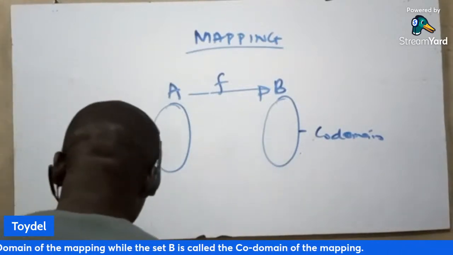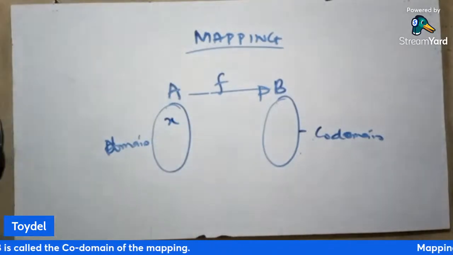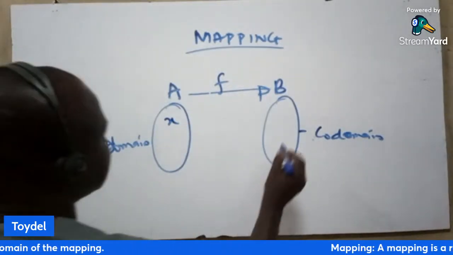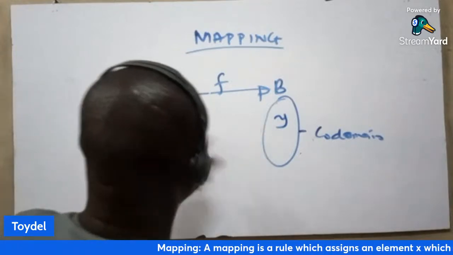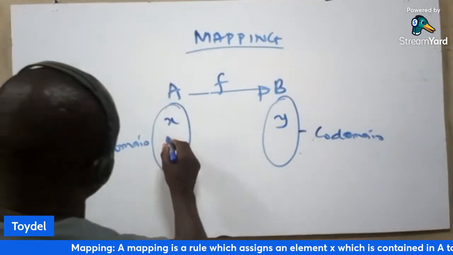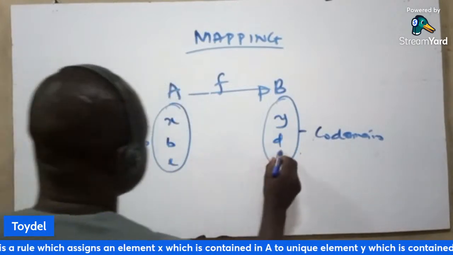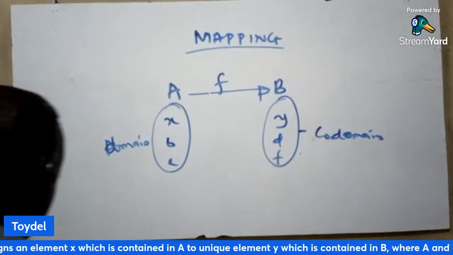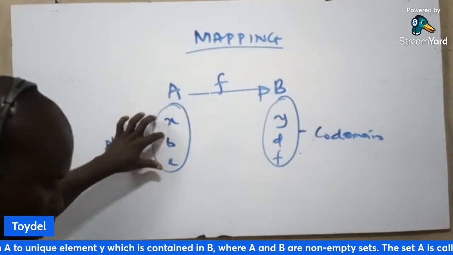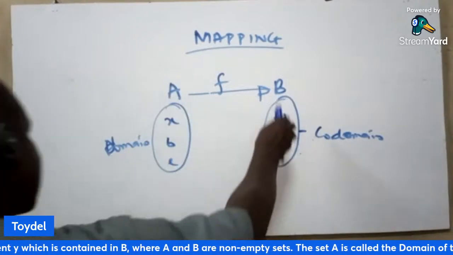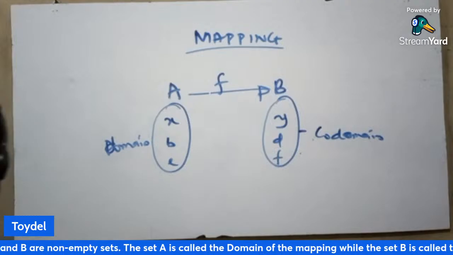So mapping is a rule which assigns an element X to a unique element, let's say Y, in the codomain, where A and B must be non-empty. We can also have B to D, then probably E to F. So this set A is called the domain. Then this other set B is called the codomain.